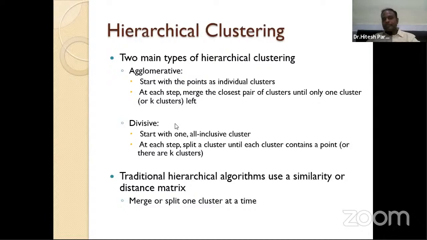Divisive is the opposite of agglomerative. So we start with one all-inclusive cluster. It is exactly the opposite. At each step, split a cluster until each cluster contains a single point. So at the last stage, you will have a number of clusters equal to the number of respondents. So there can be two approaches, agglomerative and divisive.